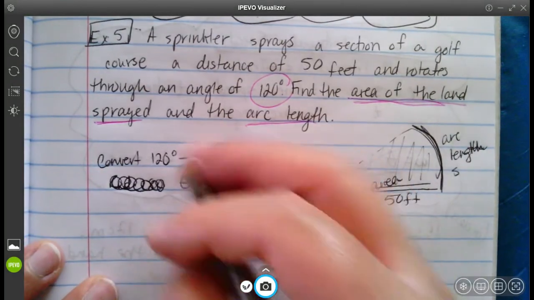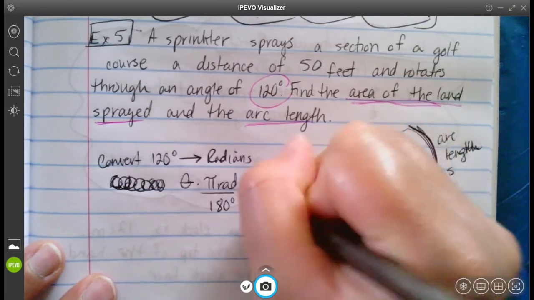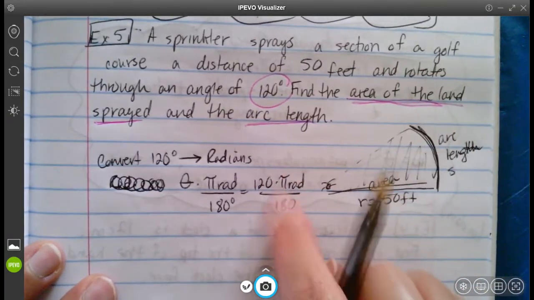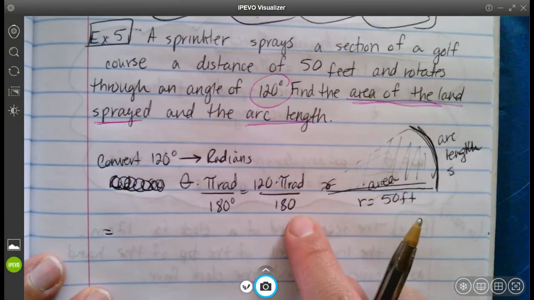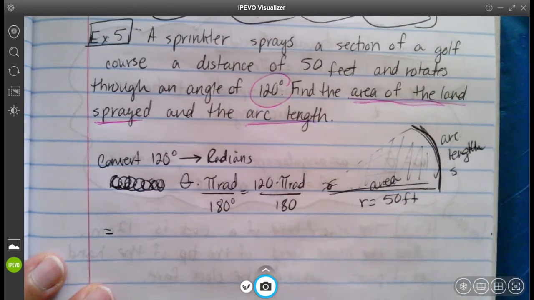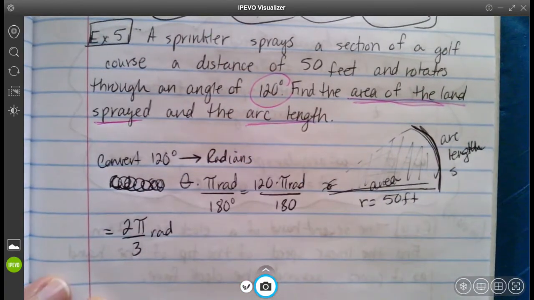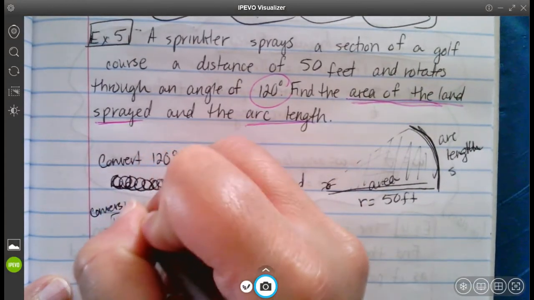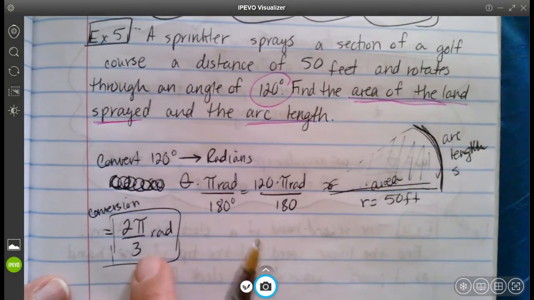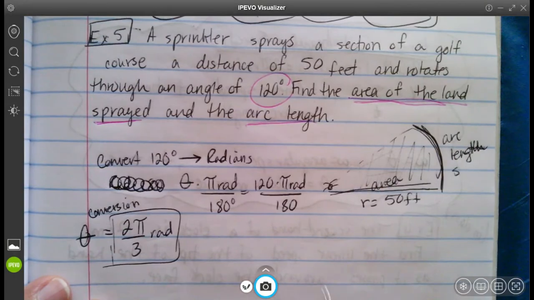Okay, so let's plug it in. That's going to be 120 times pi radians over 180. And we have to simplify this. So 120 over 180, I can get the zeros, it reduces by 6. I'm looking at 2 over 3, so 2 pi thirds radians. Okay, this is the conversion. Now once we have our theta, this is the angle, we can plug it into our formulas.